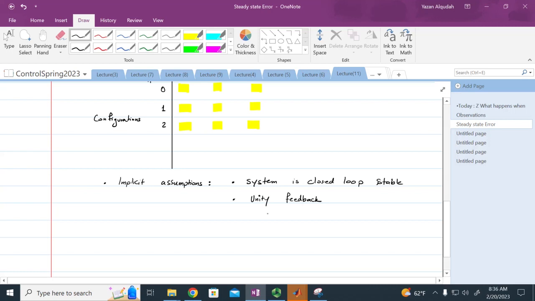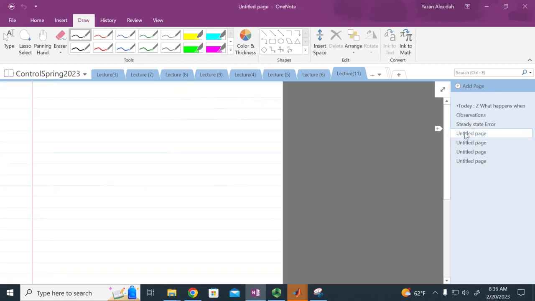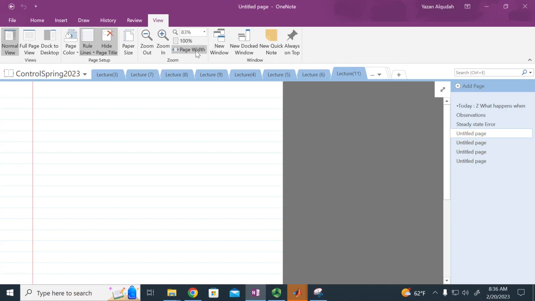Now, usually we have a problem on the second exam. That will be a steady state error. And one time the system was unstable, but nobody checked for stability. So after that, when I give a problem, I say assume the system is stable.